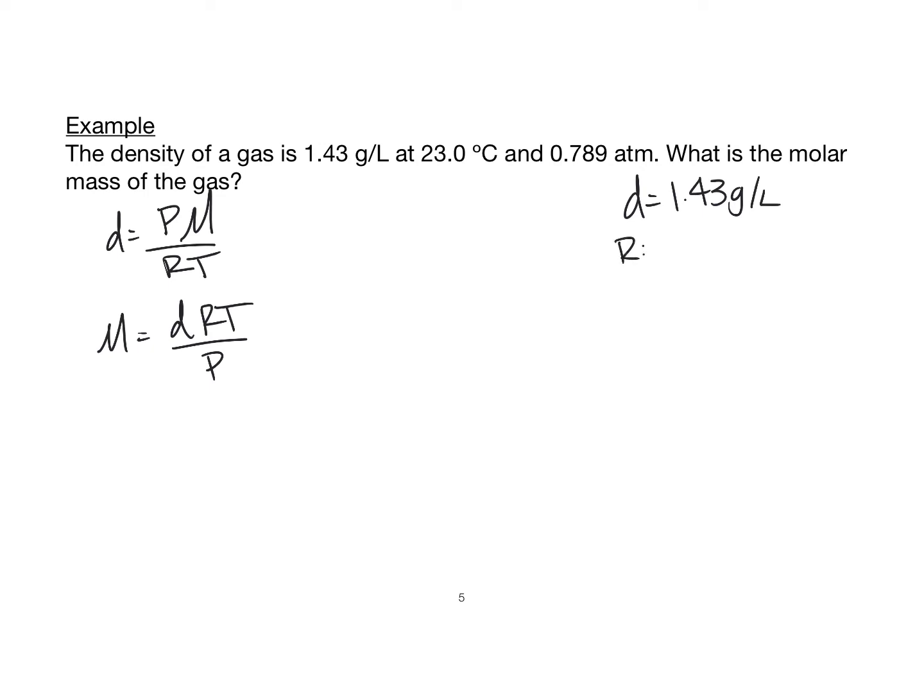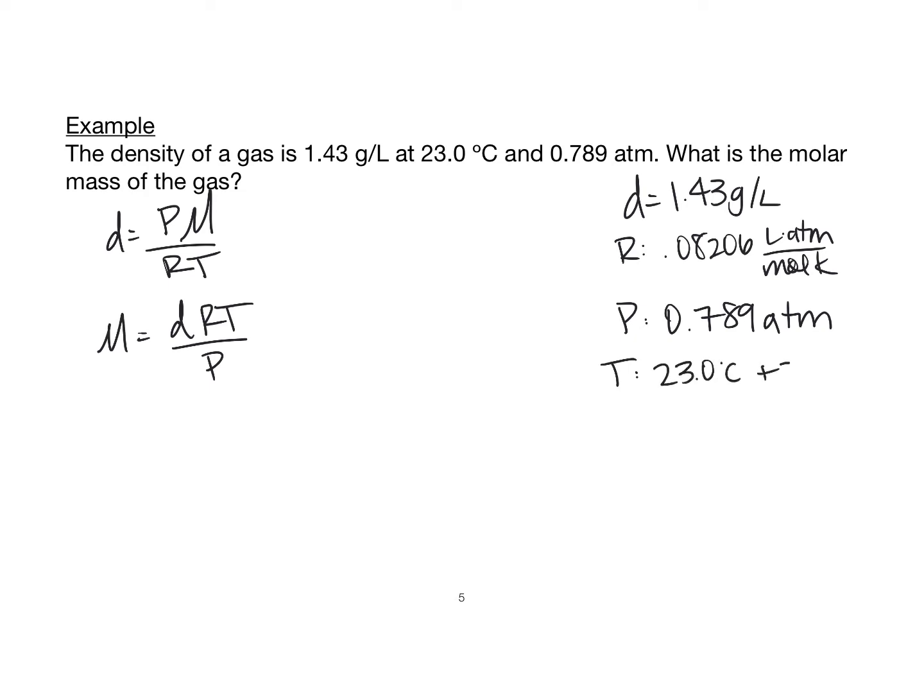We know that R is 0.08206 liters atmospheres per mole Kelvin. We have a pressure of 0.789 atmospheres, and we have a temperature of 23 degrees Celsius plus 273.15, and in that case is going to give you 296.2 Kelvin.